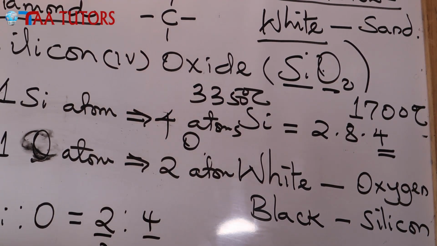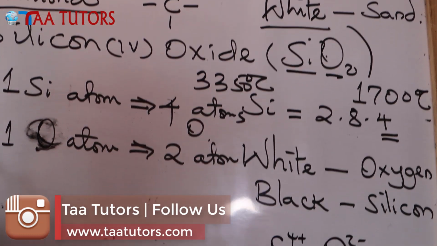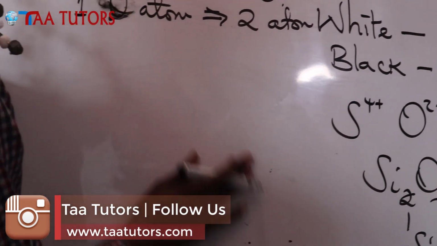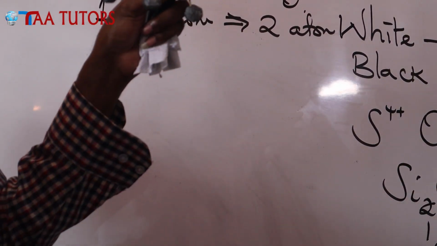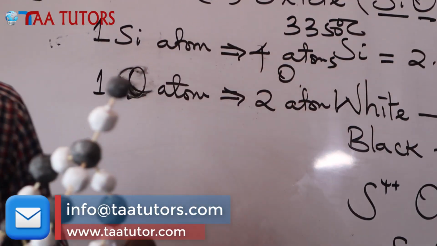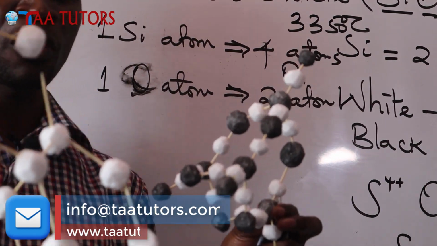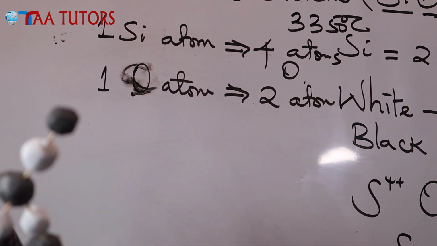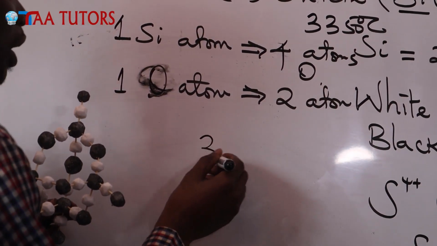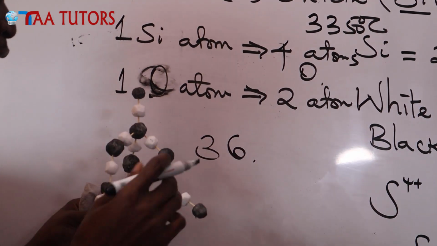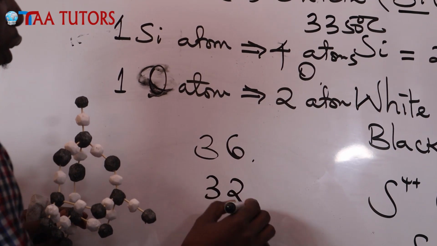Why? The only suggestion we can bring here is about the number of covalent bonds. Like I explained earlier, the more the covalent bonds, the higher the melting point. We realize that this one also has 30 atoms, just like the diamond here had 30 atoms of carbon. But in diamond there were 36 covalent bonds, while in silicon oxide here, as I counted, there are around 32 covalent bonds.